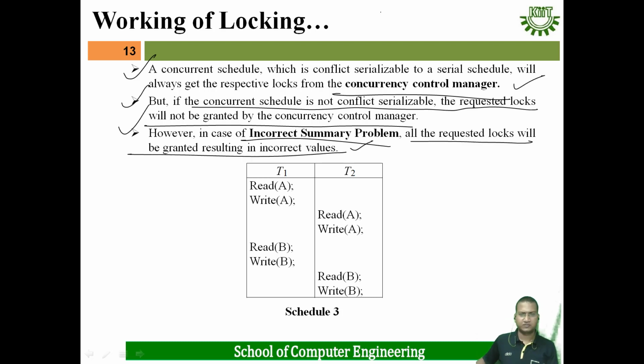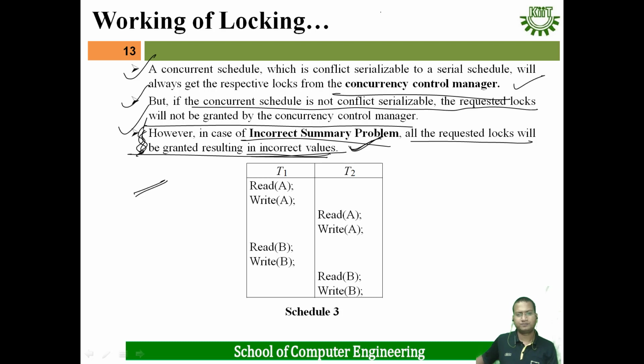We'll see that later on. That means even in the incorrect summary problem, even if all the locks are correctly granted, it will result in an incorrect value or inconsistent database state. That is the main lacuna or main disadvantage of this basic locking protocol. That's why we need an advancement of this locking protocol. Before that, we will see how the locking protocol works.